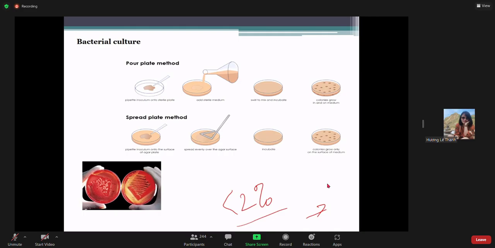So in most cases, we use the agar to culture the bacteria. We first sterilize the plate to be sure that we're not contaminated with other bacterial strains, and we need to sterilize the medium. We mix these kinds of mediums, and then we can incubate the bacterial strain here.